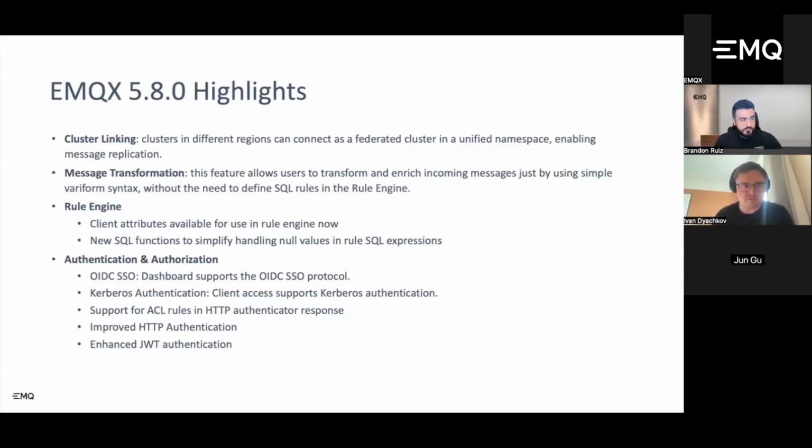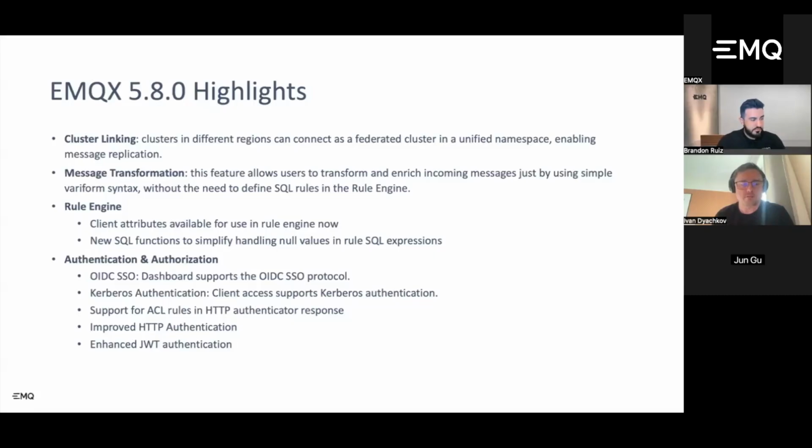In the rule engine itself, you should now be able to use client attributes, which we introduced in the previous release. You can use them in the rule engine to enrich your messages. And there are a couple of new SQL functions. One of them is to simplify handling null values in SQL expressions.